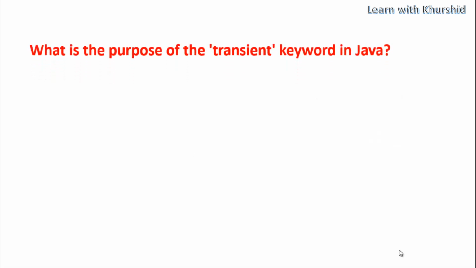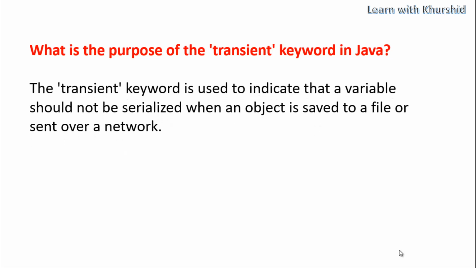What is the purpose of the transient keyword in Java? The transient keyword is used to indicate that a variable should not be serialized when an object is saved to a file or sent over a network.